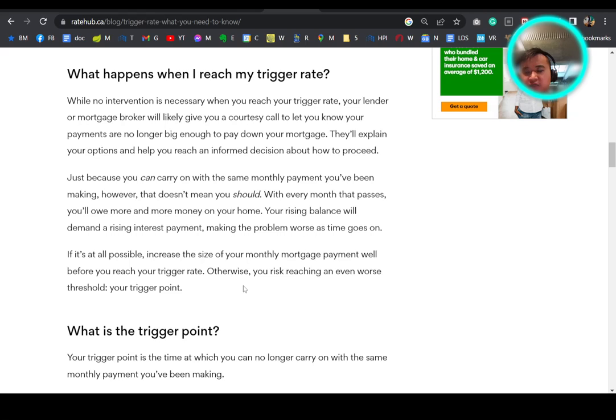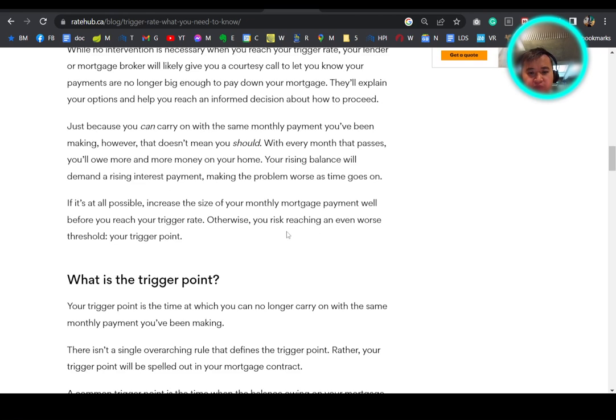So let's say the mortgage interest is 5%, and you can get 10% from the stock market or a business investment. Maybe you can leverage that and just do nothing at your trigger rate and just let your mortgage keep getting bigger until we reach the trigger point.